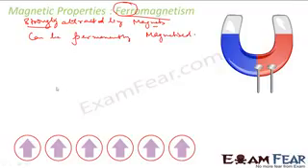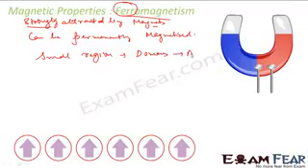Now if you look at the lattice of these ferromagnetic substances, you will see that they are grouped together into small regions called domains. Each domain acts as a magnet. So it is like a lot of small magnets forming a big magnet.